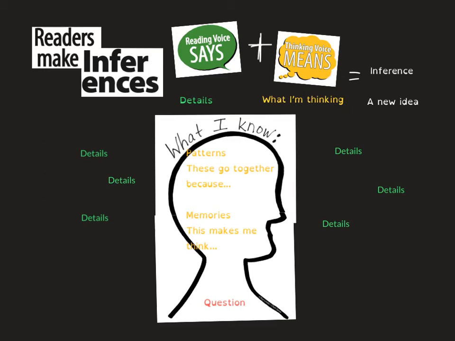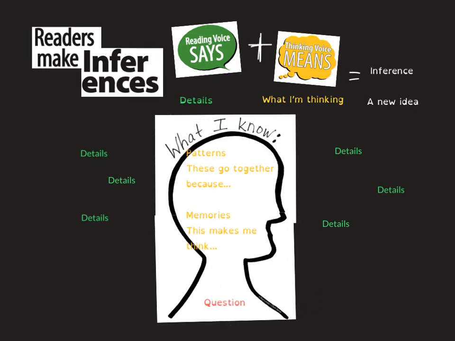We combine our reading voice, which is what the book says, and our thinking voice, which is what our brain thinks that information means. And from that, we get an inference, also known as a new idea. We get new ideas all the time. So let's take a look at this diagram down here. This is us when we read. I call this diagram the Mr. Big Head diagram.